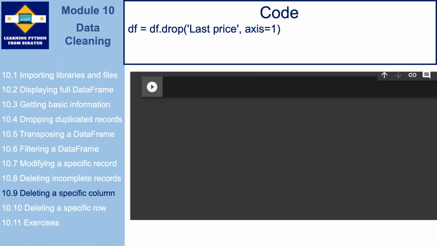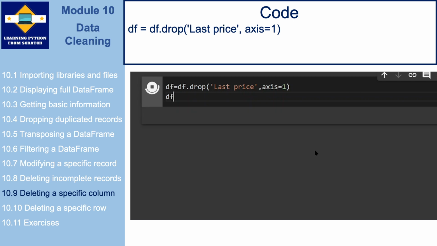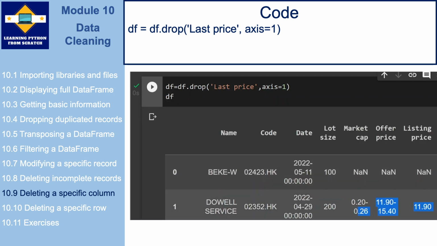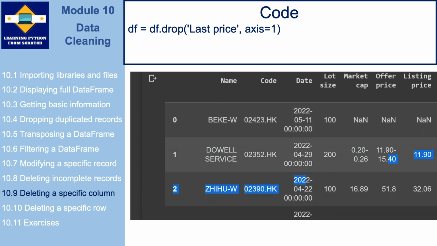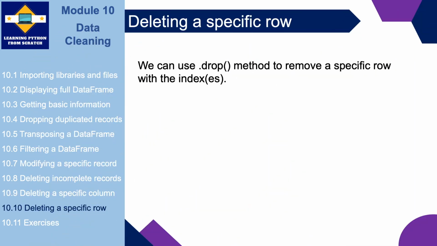We can delete a column using the drop method with the column name. If we want to drop a column, we need to set axis equal to 1 as a parameter. So here, let's type df equal df dot drop, and here we focus on the column last price and axis equal to 1. We want to drop out the column last price. And when we run the code, you should be able to see that now the column last price is dropped out.